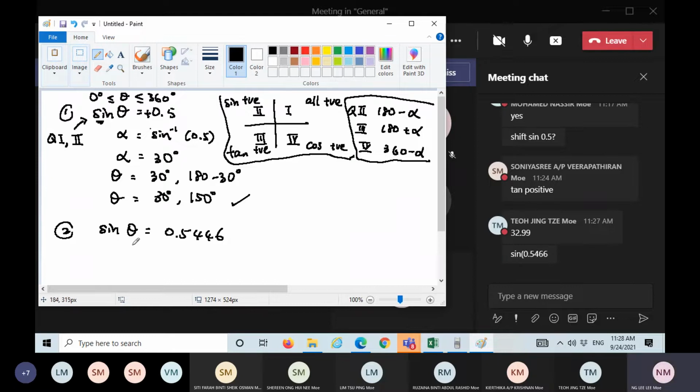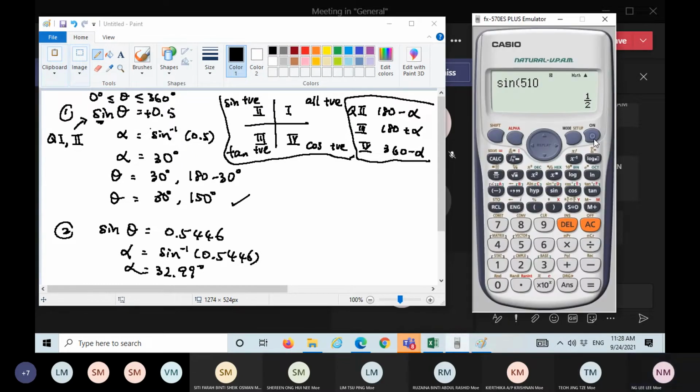Okay, shift sign. You have to write alpha, shift sign. Maybe you cannot type or what? Okay, 0.5446. Then you are telling the answer is 32.99. Correct? Okay, I double check. Yeah. Okay, shift sign.